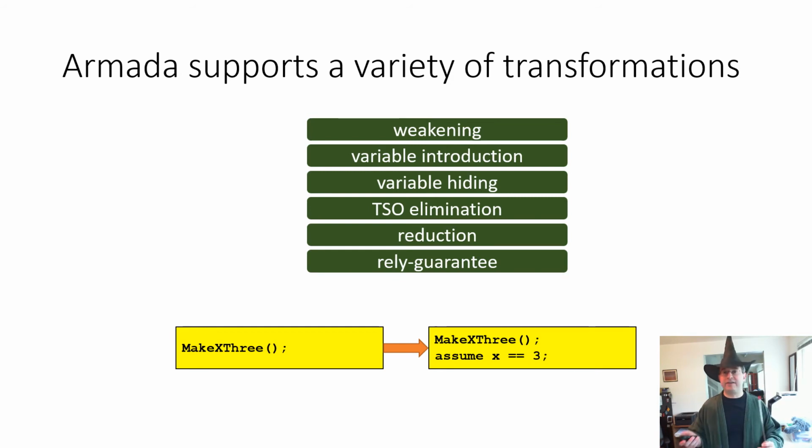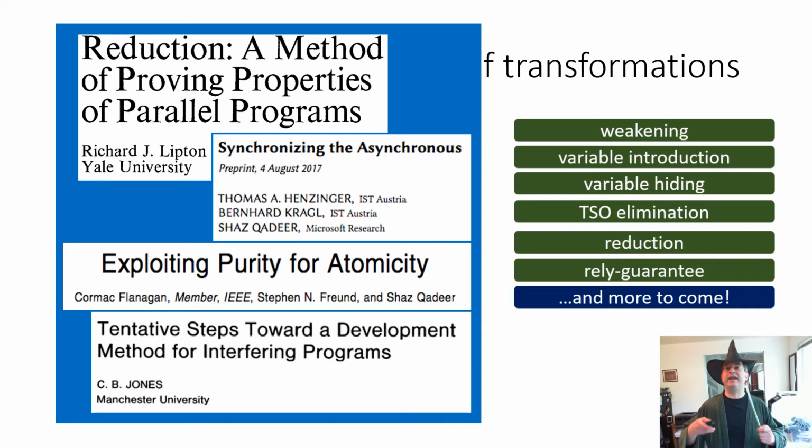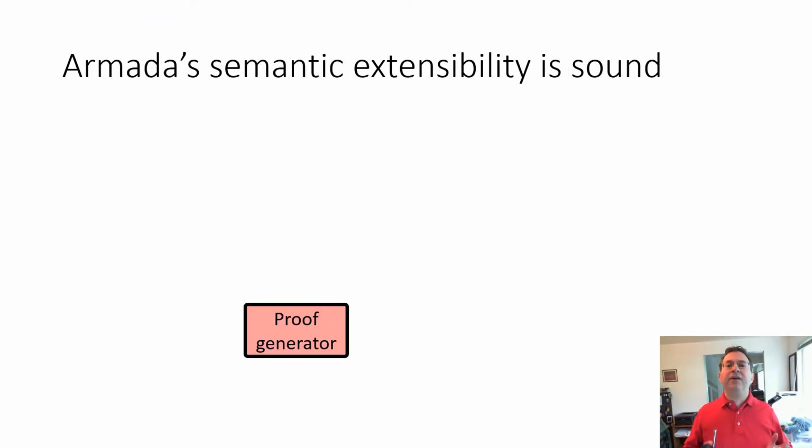And rely-guarantee allows us to use rely-guarantee reasoning to introduce assume statements that are enabling conditions on subsequent statements, effectively embedding invariants in the program that can be obtained by using a concurrent variant of Hoare logic. And we can have more in the future. As more and more papers are published at PLDI describing more ways to reason about concurrent programs, we can incorporate those into the Armada framework. In other words, our proof generator is extensible.